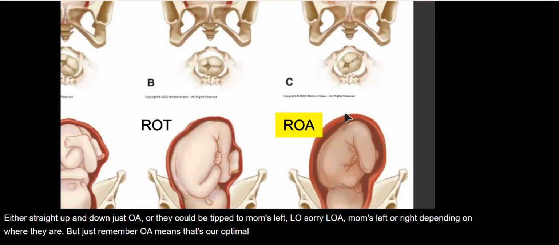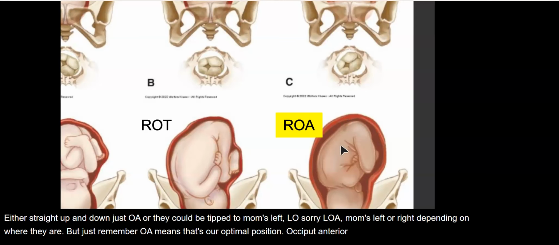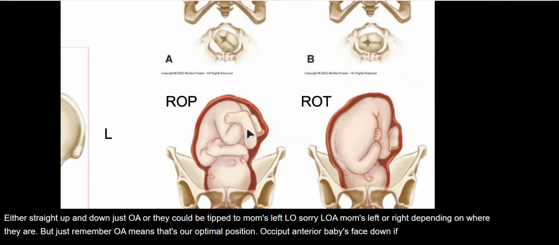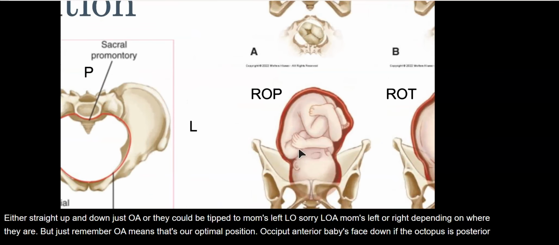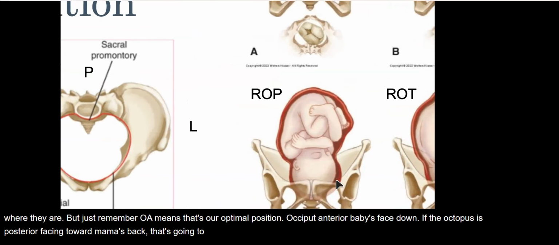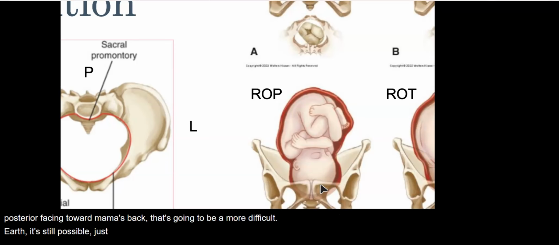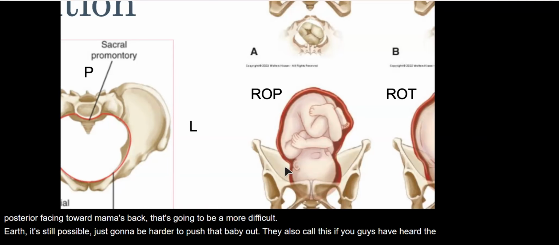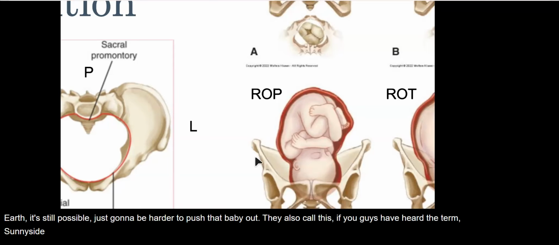Occiput anterior, baby's face down. If the occiput is posterior, facing toward mama's back, that's going to be a more difficult birth. It's still possible, just going to be harder to push that baby out. They also call this, if you guys have heard the term, sunny side up, where baby's face comes presenting up.